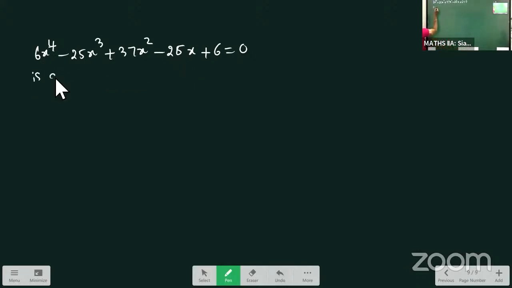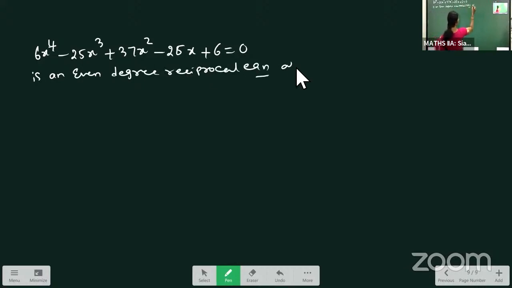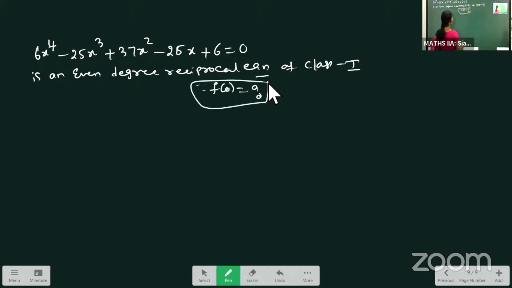It is an even degree reciprocal equation of class 1, because signs are same. Why is it class 1? Since f of 0 is equals to a0. For this, no root. So what to do? Divide the equation by x square. Take the equation and divide.